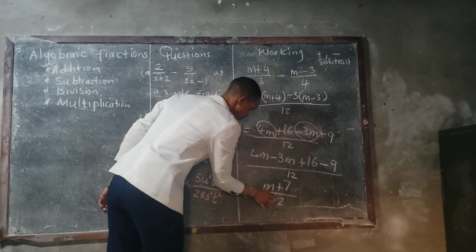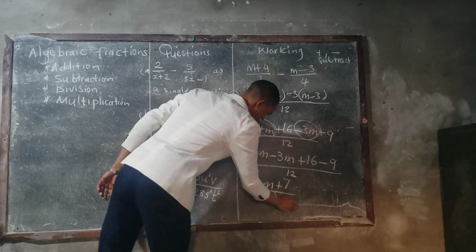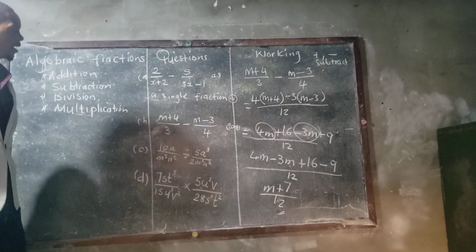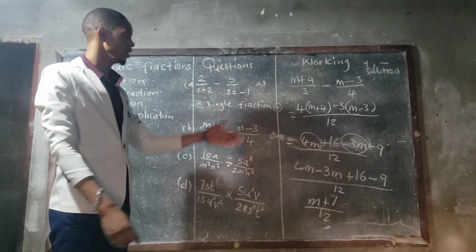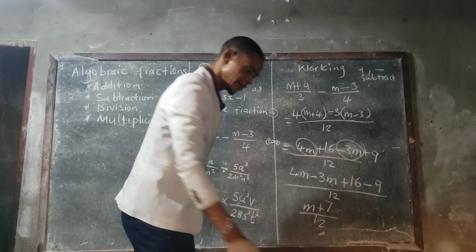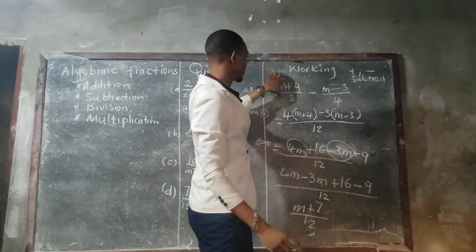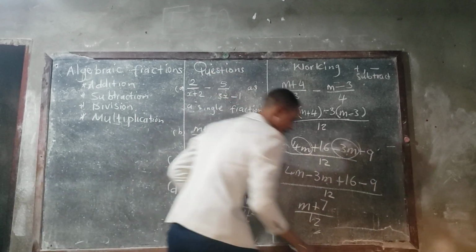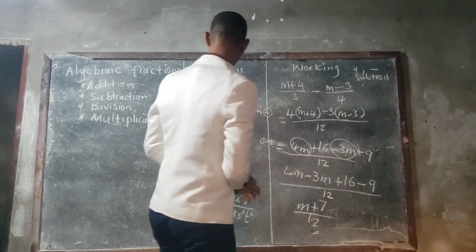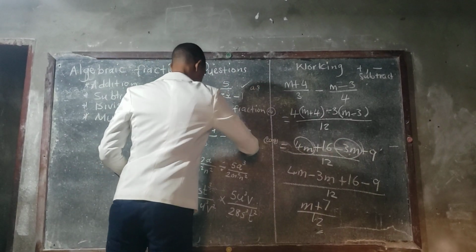Okay, that is over 12. So these are not like terms. So I'm done. m add 7 over 12. So that is my final answer. So I've expressed this as a single fraction. Then the next thing that I want you to know, so I've done this, I've expressed.